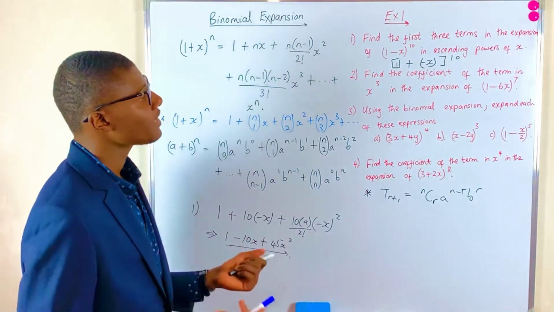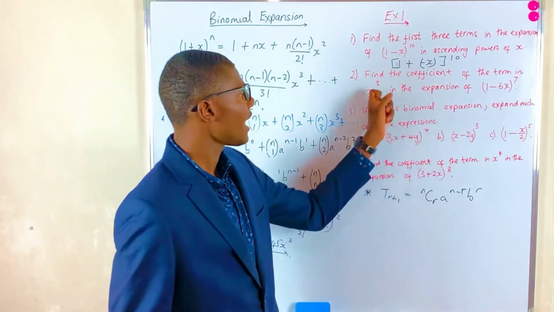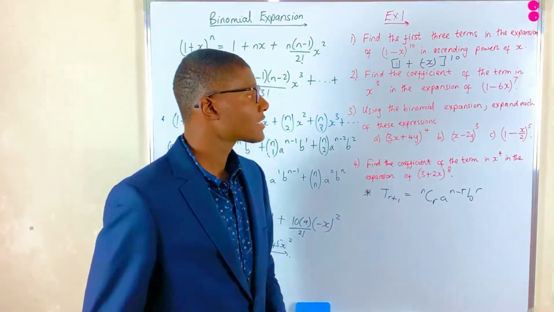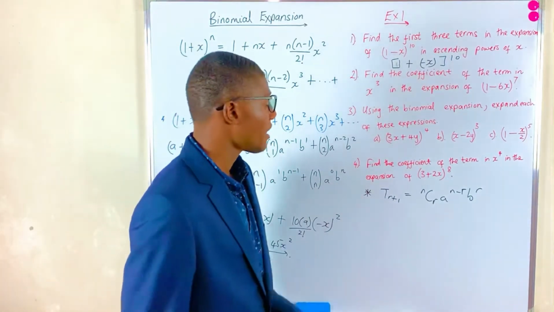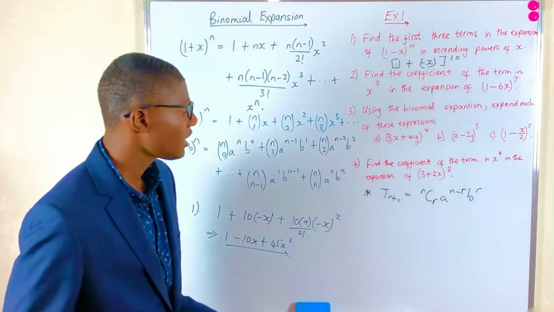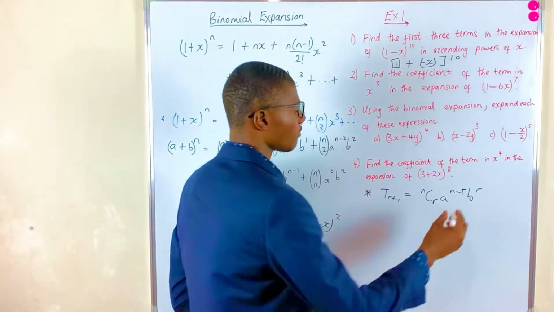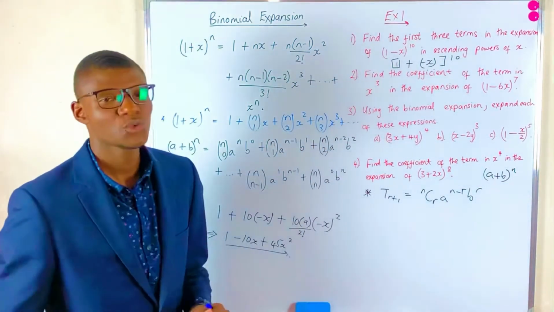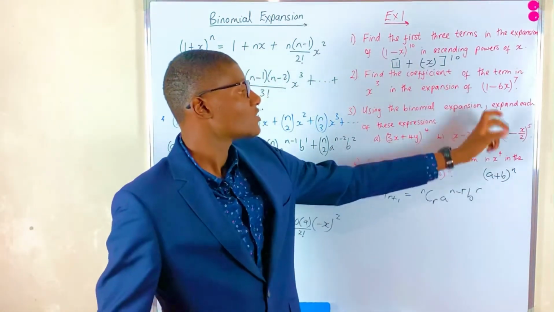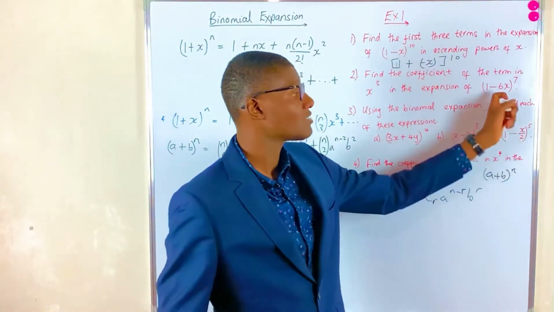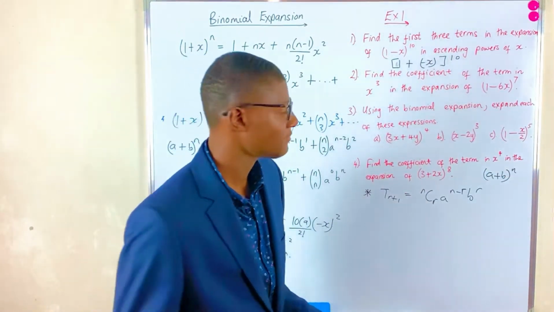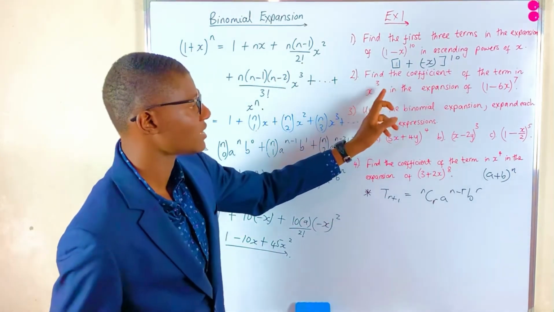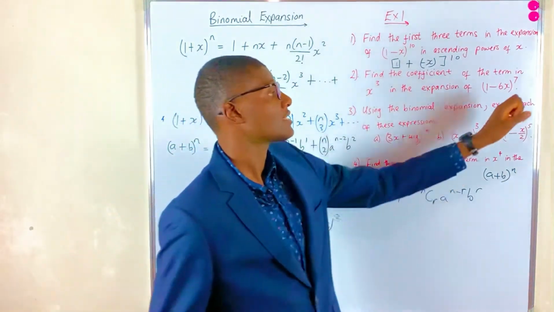The second question says, find the coefficient of the term in x to the power of 3 in the expansion of 1 minus 6x raised to the power of 7. If this is an expansion of a plus b raised to the power of n, we know that our a is 1 and our b is minus 6x. So our r is 3 and our n is 7.